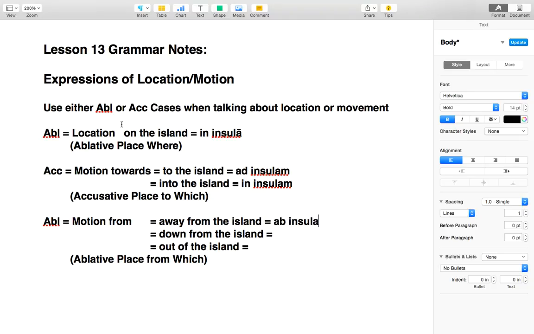It would be ab insula, or de insula, or ex insula. And that's ablative motion from. So you can either have location, which is plain ablative as always. You can have motion towards, which is accusative. You can have motion from, which is ablative.